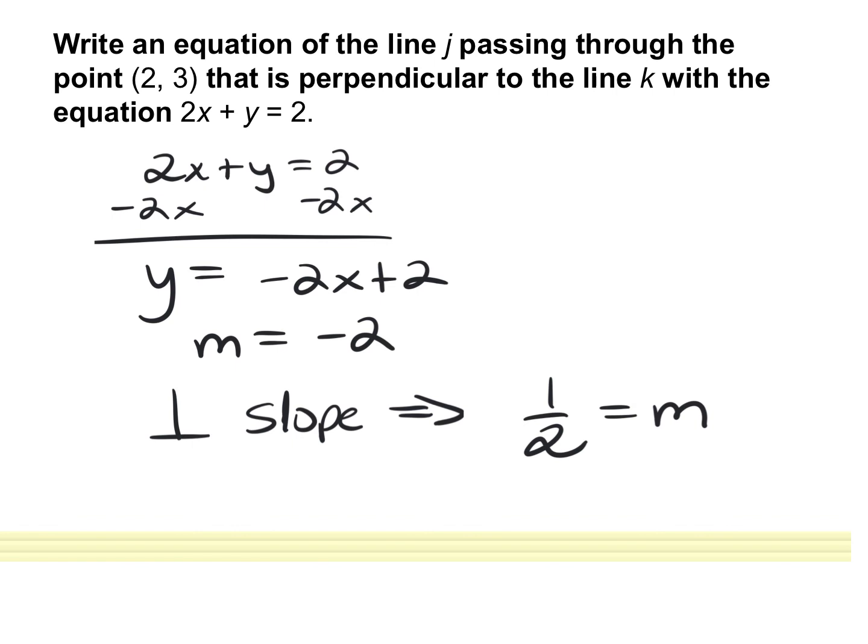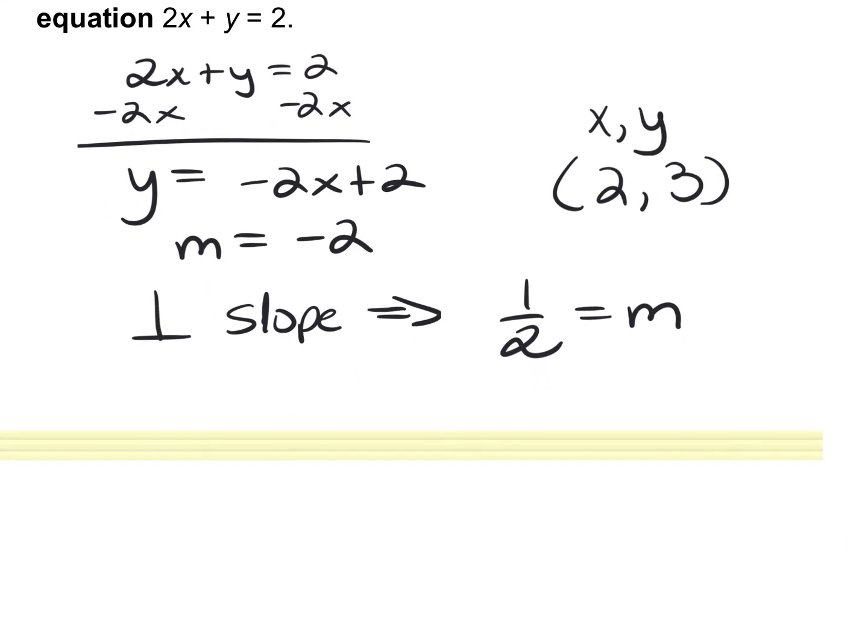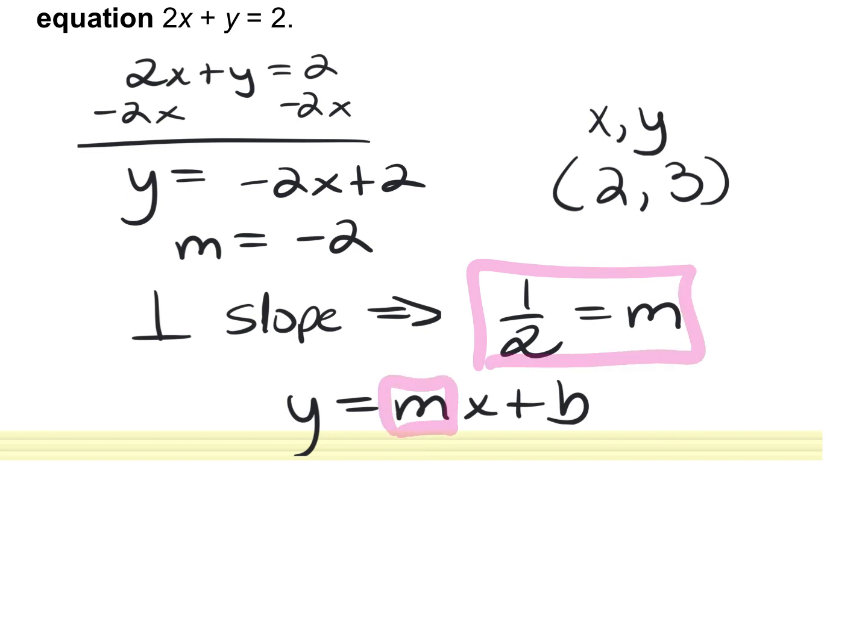I'm using the coordinate that they gave me. This is x, this is y. I'm going to plug it in to y equals mx plus b. I'm going to replace the slope, and then I'm going to replace the x, and I'm going to replace the y, and solve for b, and then plug them back into the equation.